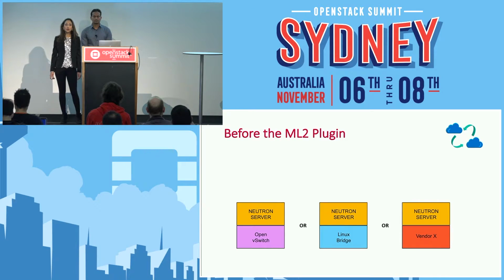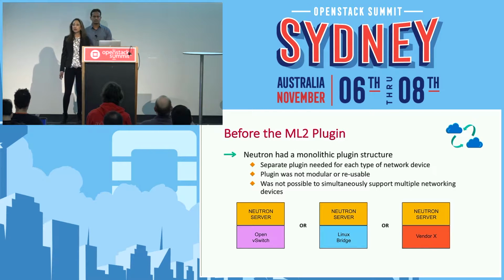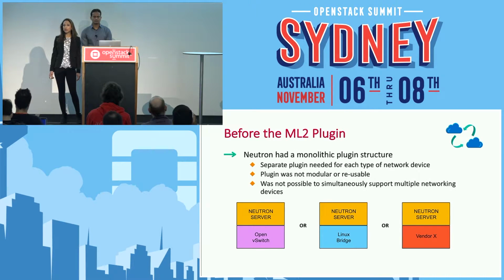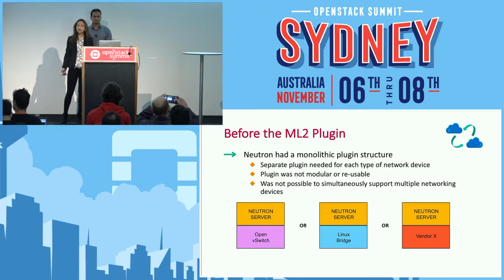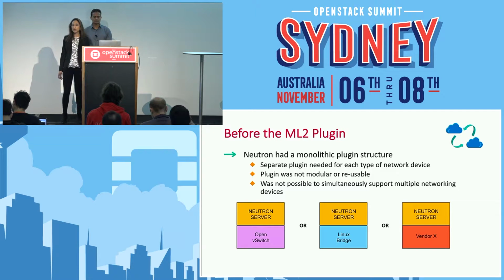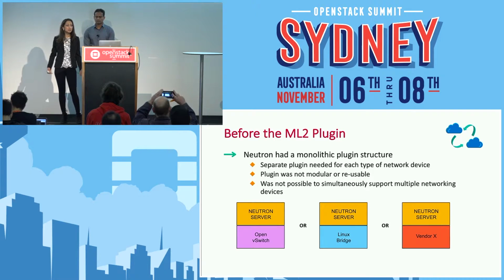Now we look at how things were before the ML2 plugin was introduced. Neutron, before the ML2 plugin, had a monolithic plugin structure. What this means is that a separate plugin was required for each and every type of network device. And as one would guess, this made the plugin not very user-friendly or modular. It was also not possible to simultaneously support multiple networking devices.